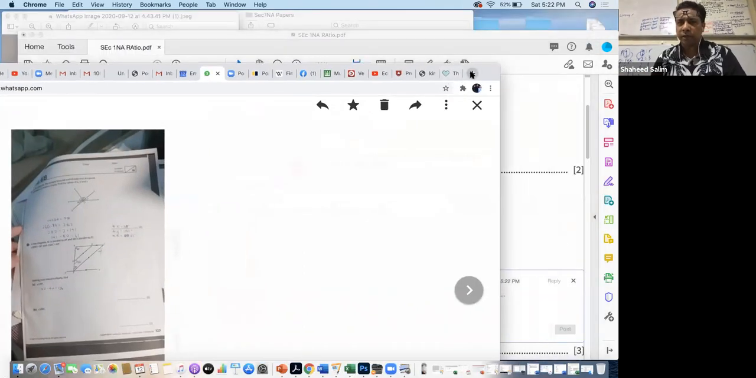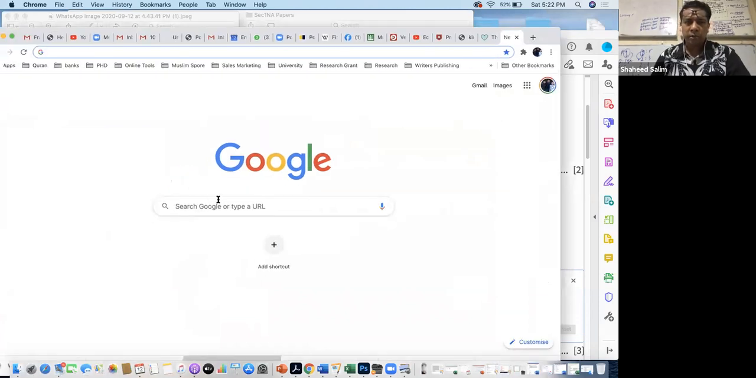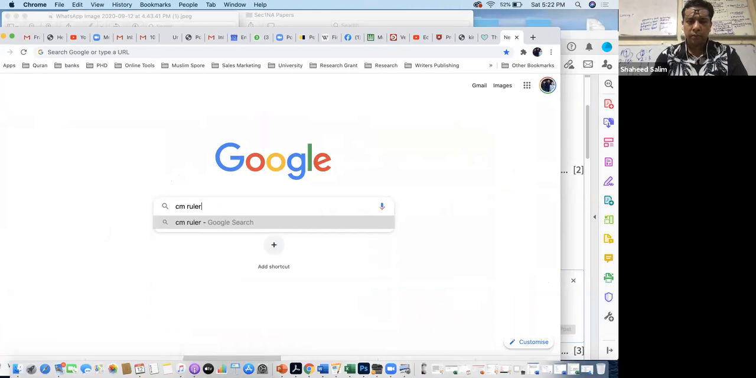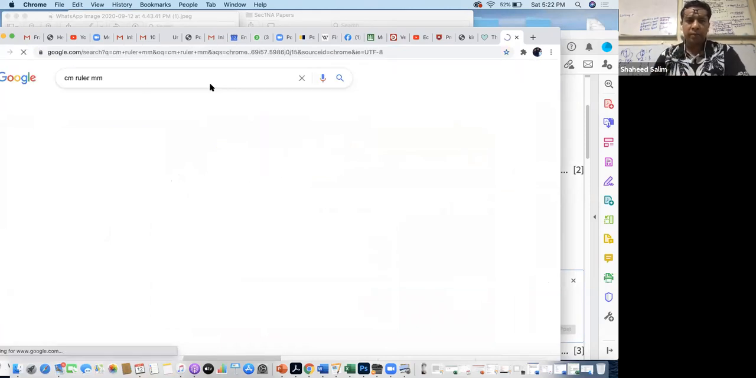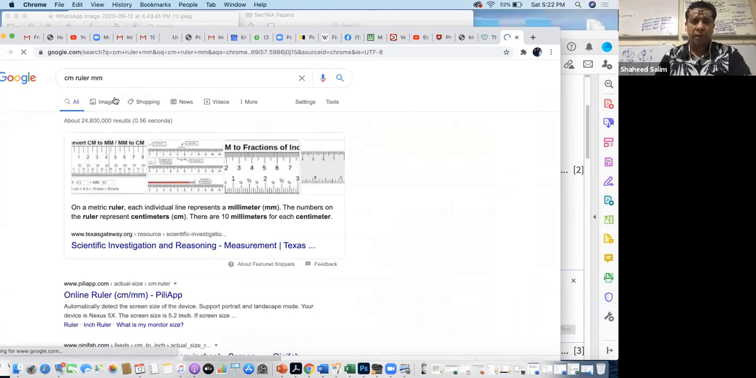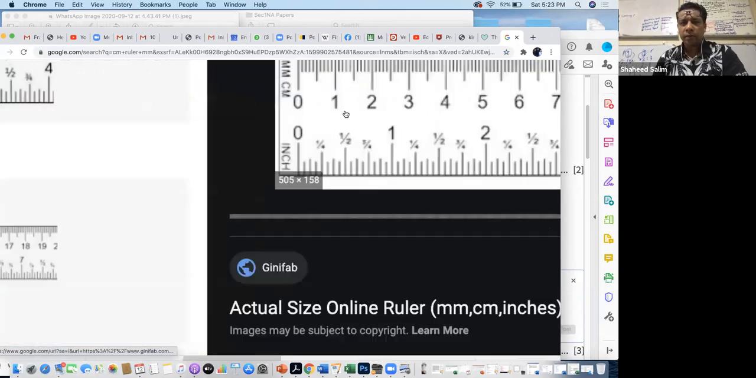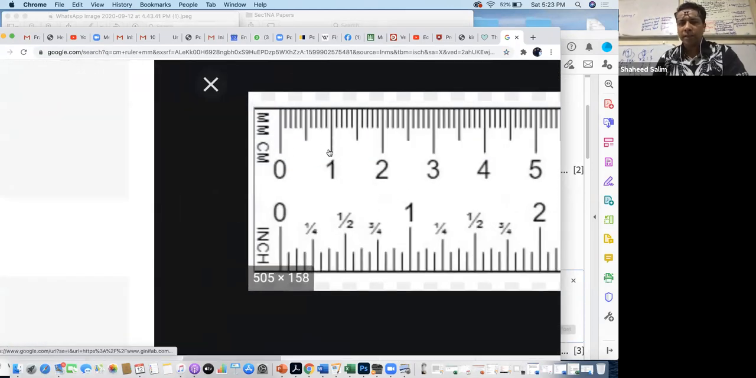You can see my screen, right? I'm looking for a cm ruler, millimeter, mm lah. Let's see whether we just go to the image. Down here, can you see the image? Now down here. Can you see this? This is 1 cm. This is now, can you see cm? Cm is here.